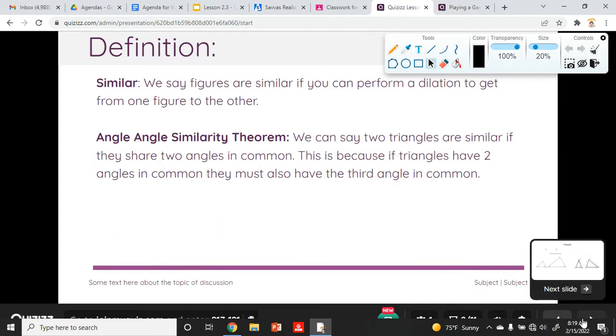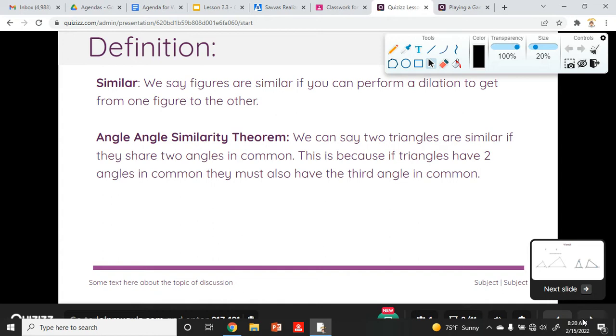So similar, remember, we say figures are similar if you can perform a dilation to get from one figure to the other. And here's the angle similarity theorem. We say two triangles are similar if they share two common angles. This is because if triangles have two angles in common, they also have to have the third angle in common. And if triangles have all three angles in common, then you could perform a dilation to go from one triangle to the other.